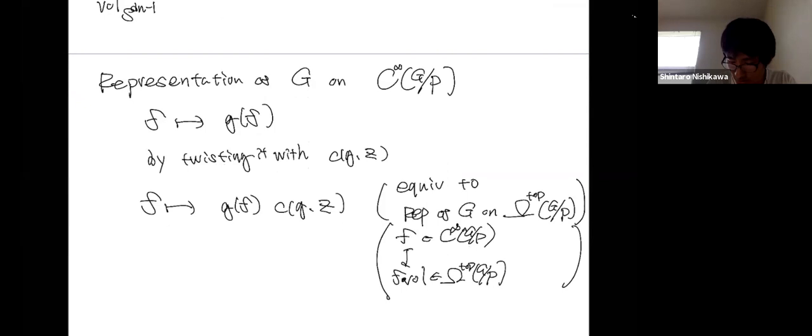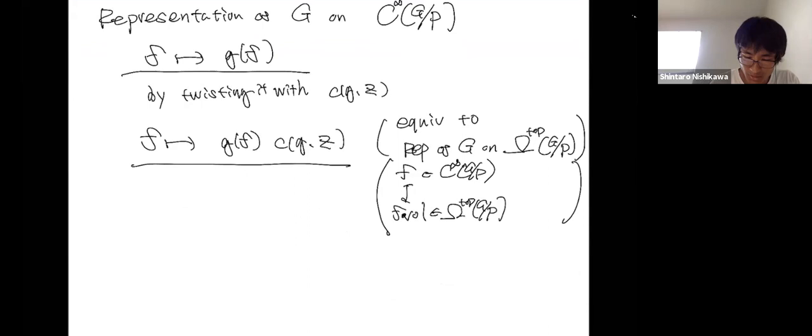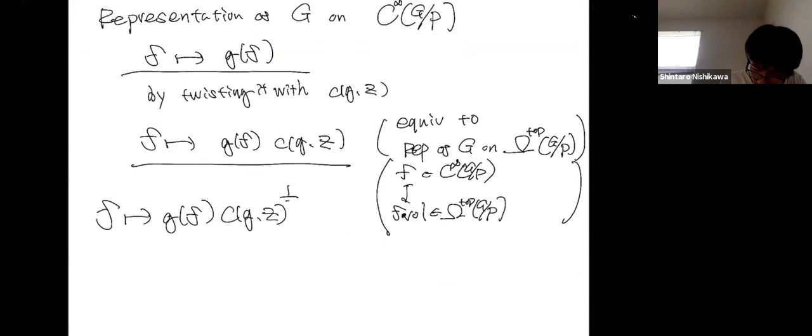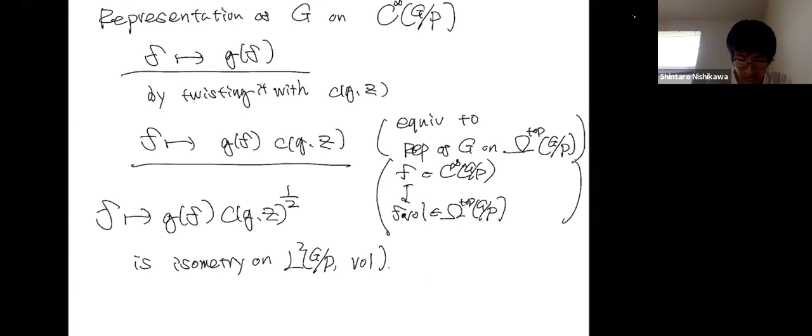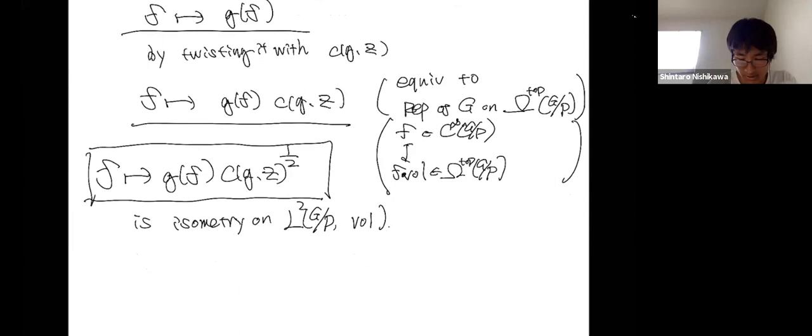So now we have two representations of G on some function spaces, but there are whole families of such representations. In fact, we can consider, for example, G of f times c(G,z) to the power 1/2. This is another representation, and this is an isometry on L2 of G over P, using the standard volume form as the measure. Then you can show that this is a Hilbert space representation. So this is nothing but the principal series representation of G. So this is a unitary representation.